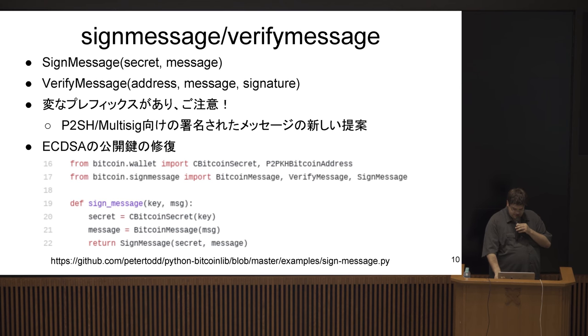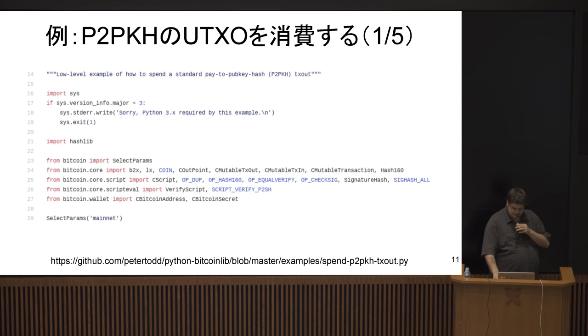So anyway, we can sign messages and prove it. The URL at the bottom of the screen is an example of using sign message and verify message. So I'm going to walk through an example of spending a pay to pub key hash output. The scenario is that you are paid and then you want to spend the money that you were paid. This is an example of how to go about doing that using Python and python-bitcoinlib.